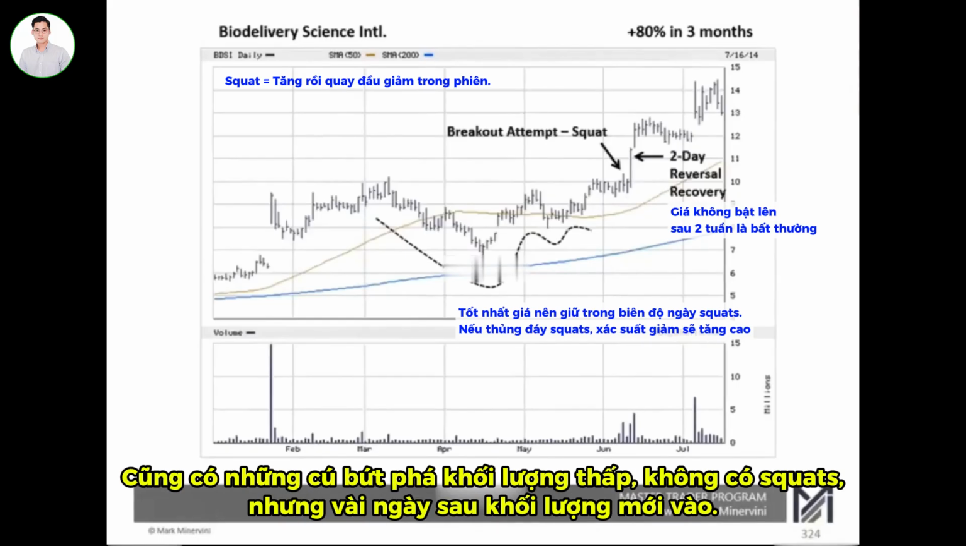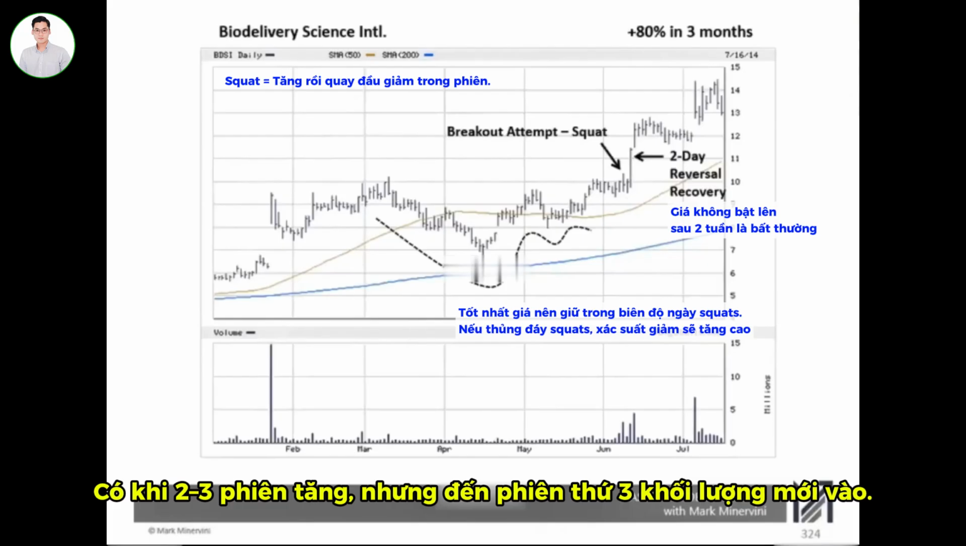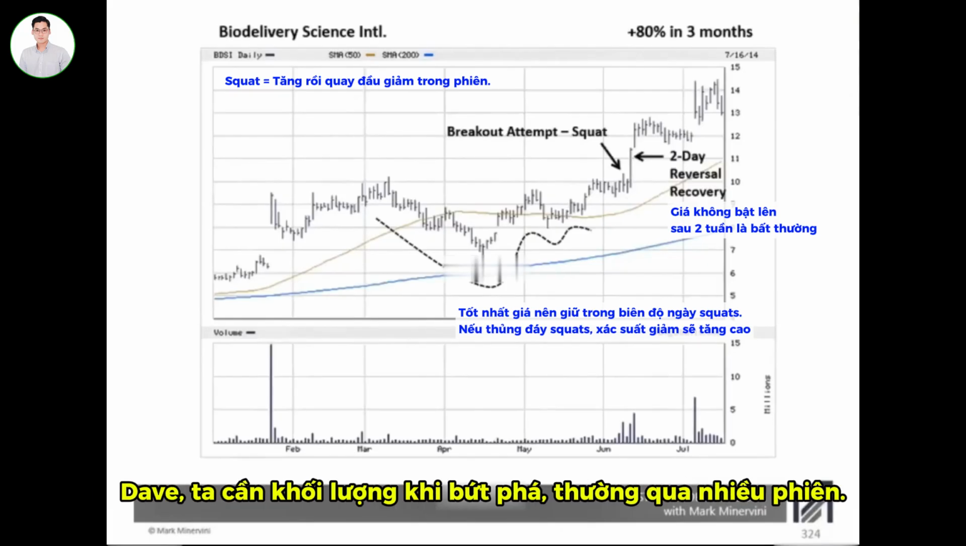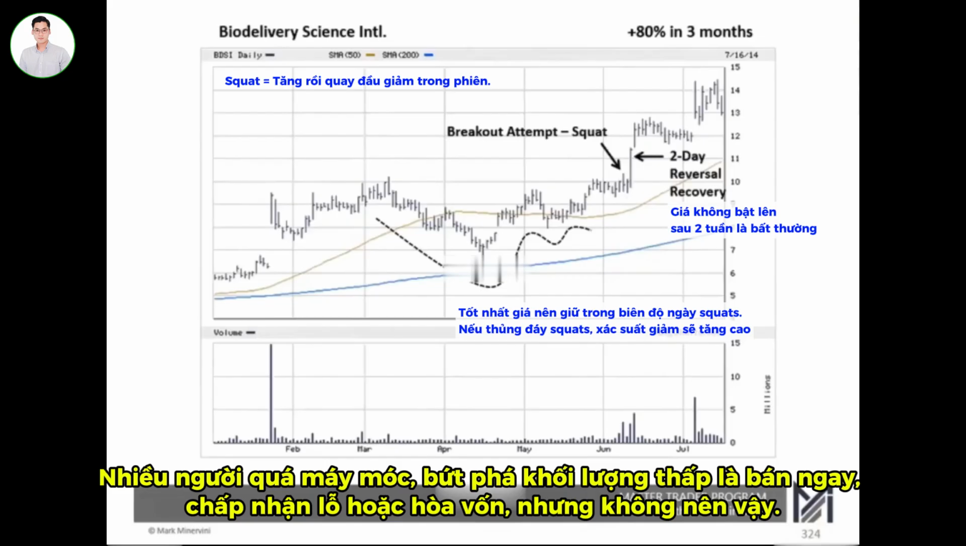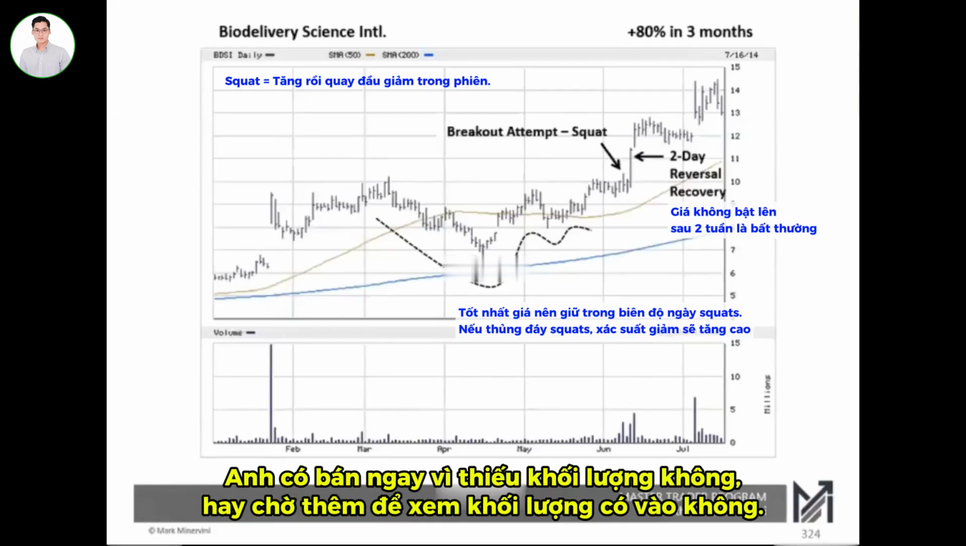Even sometimes you get low volume breakouts where they don't squat and they're on low volume, but then the volume starts coming in subsequent days, and you might get 3 days up, but the volume doesn't actually come in until the third day. Dave, we talked about having the volume on the breakout and having multiple days of breakout. Some people take this stuff so literally that if they don't see exactly that perfectly, or if the stock breaks out on low volume, they immediately sell the stock and take a loss or maybe break even on it. But are you that critical? Are you selling the stock if it doesn't break out on volume, or are you giving it an extra day to see if the volume comes in?